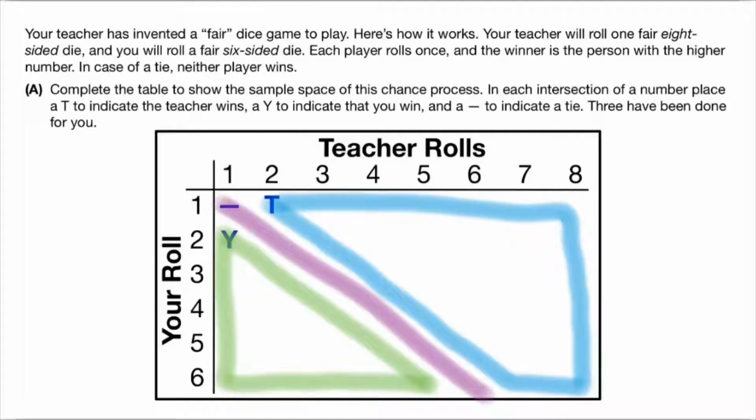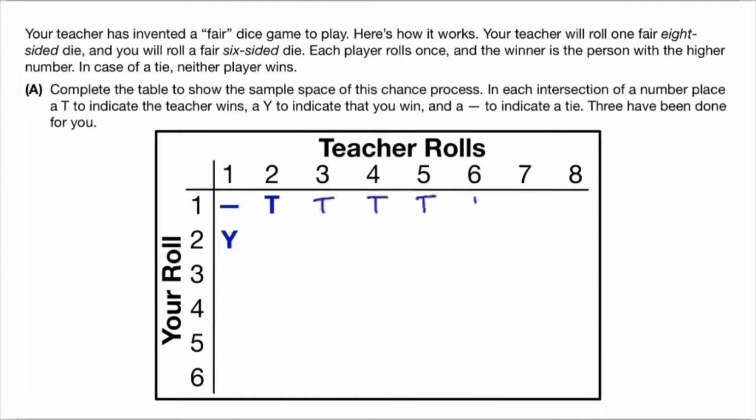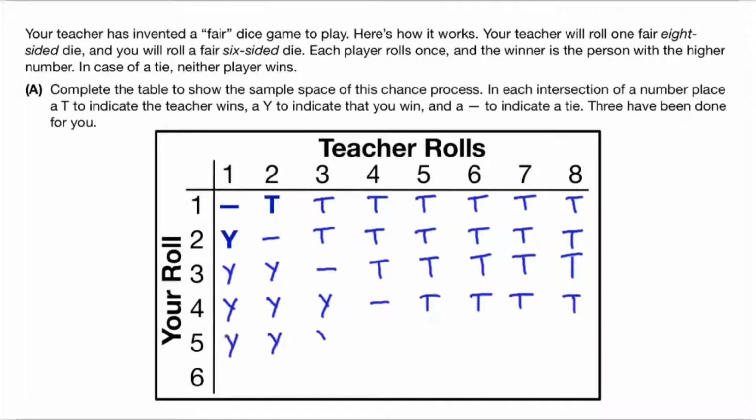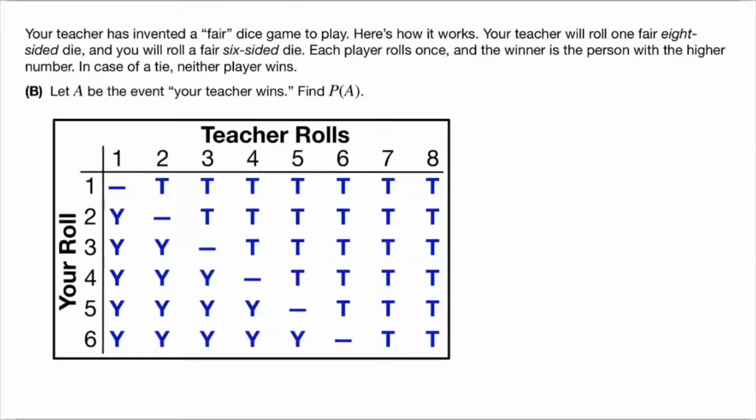What I highlighted in purple, I'll fill in with dashes. Above that, what I highlighted in blue will fill in with T's, and the rest in green will fill in with Y's. So let me erase that and fill this in. All right, so there's our sample space.